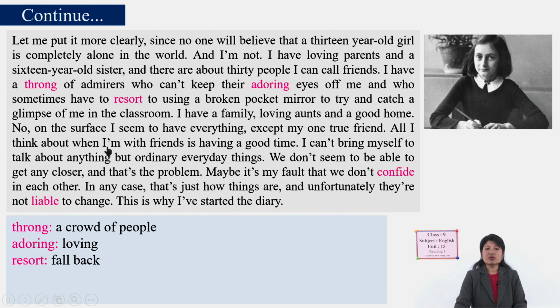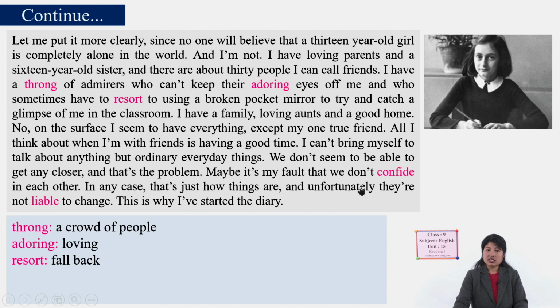All I think about when I am with friends is having a good time. I can't bring myself to talk about anything but ordinary everyday things. So when she is with friends, she could talk about everyday, ordinary, usual things, but what she wanted to share from her heart, she could not share with friends because she did not have a true, close friend at that time. We don't seem to be able to get any closer, and that's the problem. She did not feel close with any of the friends at that time.